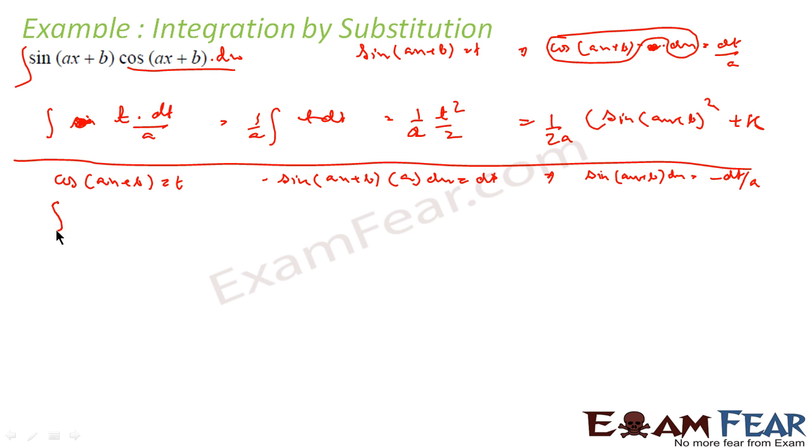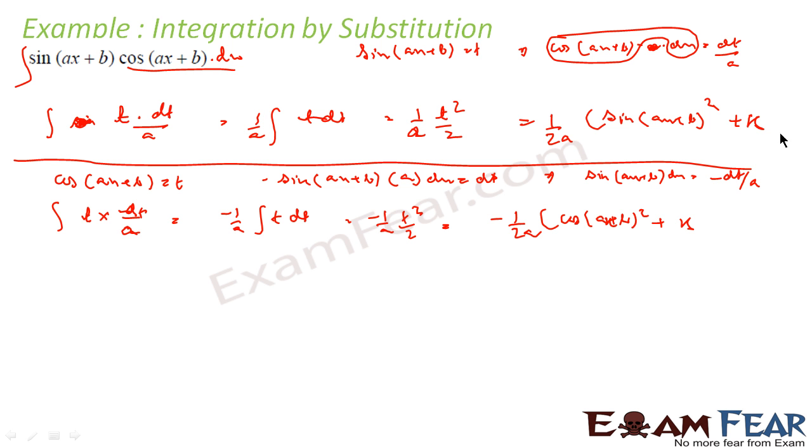So let's convert this equation. This becomes cos(ax+b), which is t, into sin(ax+b) dx, which is minus dt by a. That is nothing but minus 1 by a times the integral of t dt, that is minus 1 by a times t squared by 2, and here t is nothing but cos(ax+b). That is minus 1 by 2a into cos(ax+b) whole squared plus some constant, and that is my answer. So if you see, both are same actually.